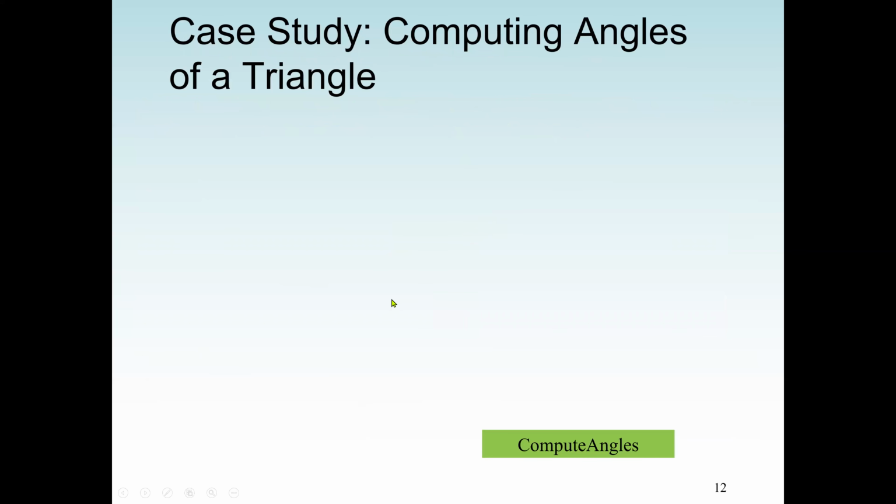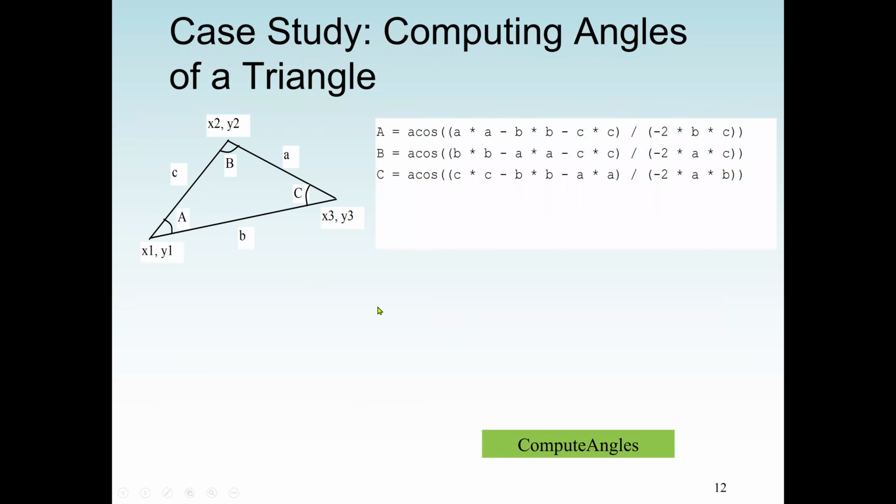So now we went through most of the Math class. Again, the constants, the rounding, the trigonometry, and some others like maximum and minimum. So now let's see some examples. Here we have a case study.